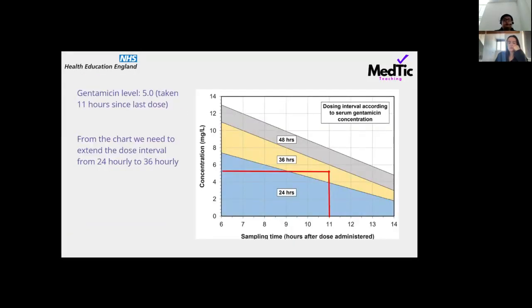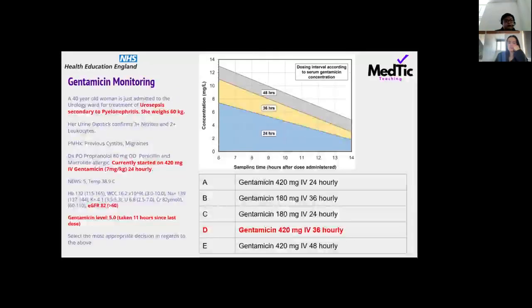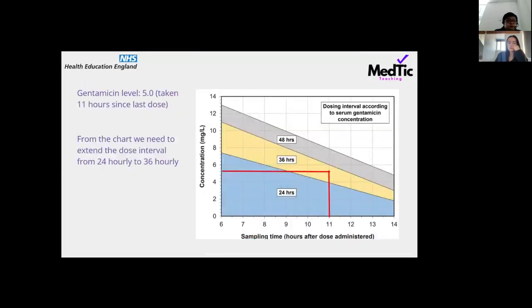So we've taken the gentamicin level like we did in the question over here, and we've seen that it was 5.0, and it's good to notice the time that was taken, because we usually want to take it between the 6 and 12-hour period from when we first start the dose. So we consider it in that range, and it's good. It's 5.0.